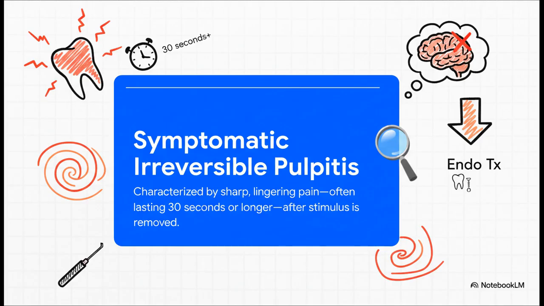Now on the flip side, here is the key diagnostic sign for irreversible pulpitis. Lingering pain. This is the big one. If the patient gets a sharp pain that just hangs around for 30 seconds or even longer after that stimulus is gone, that pulp is inflamed beyond its ability to heal itself. This is a definitive sign that endodontic treatment is needed.